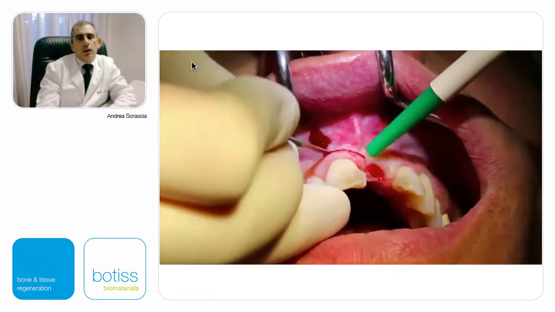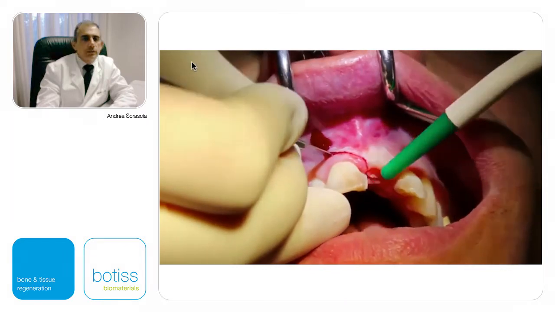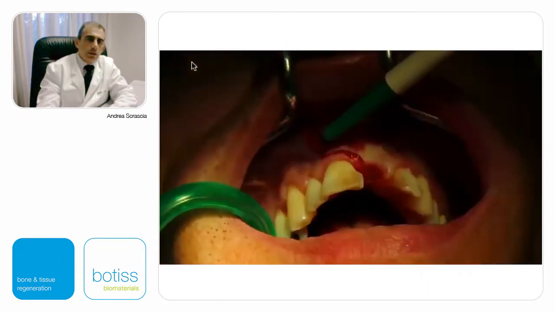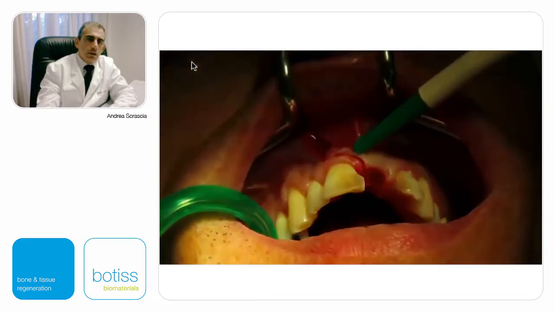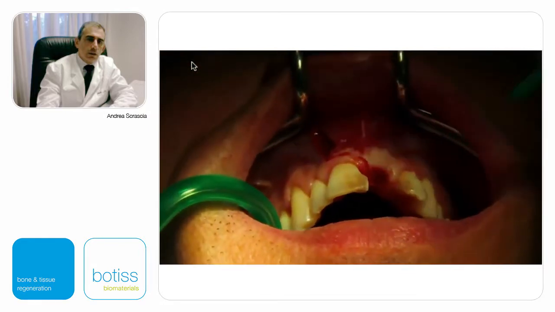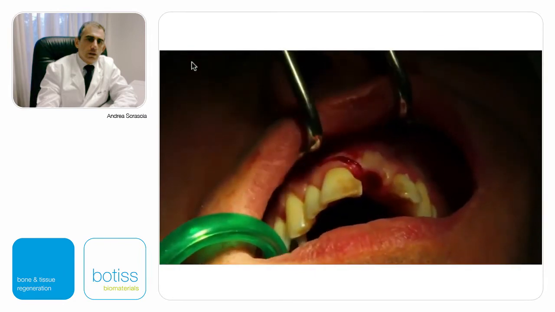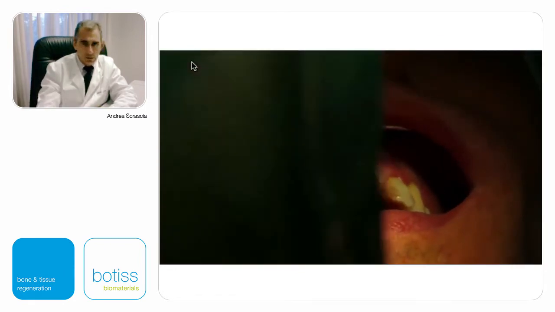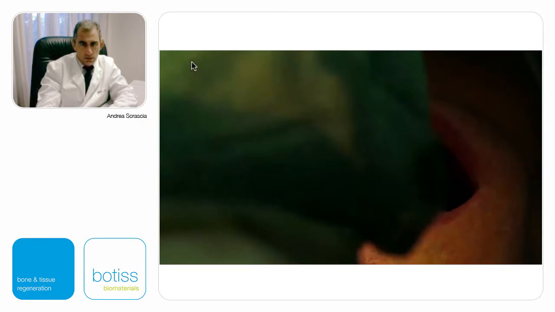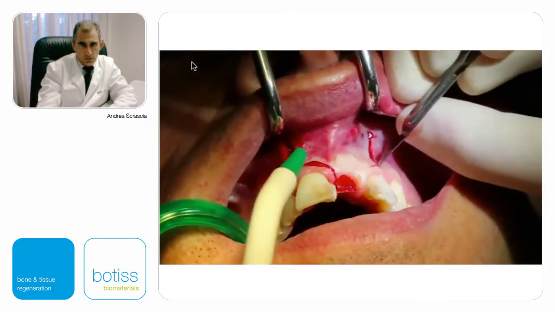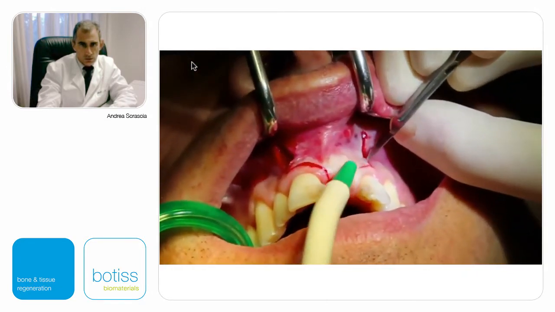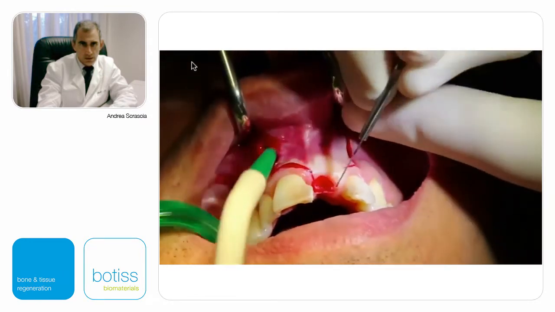With the inclination of the blade, to show you always the same technique.